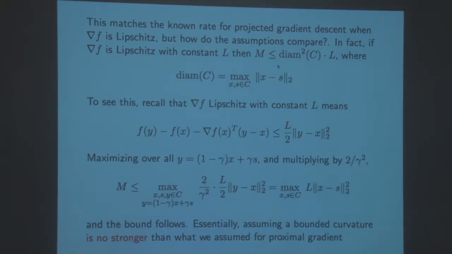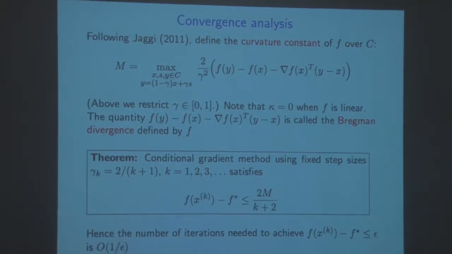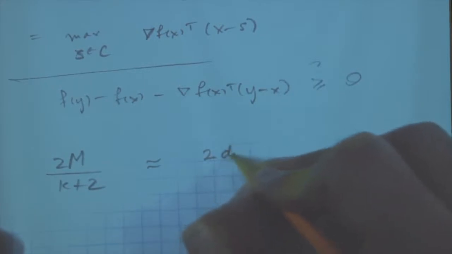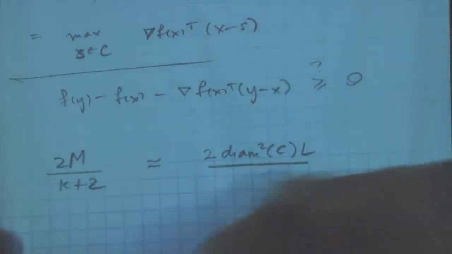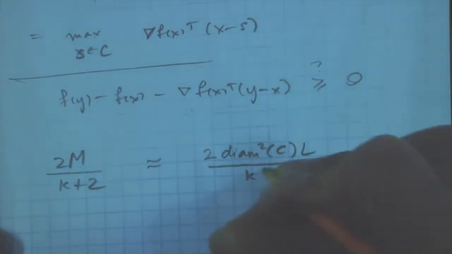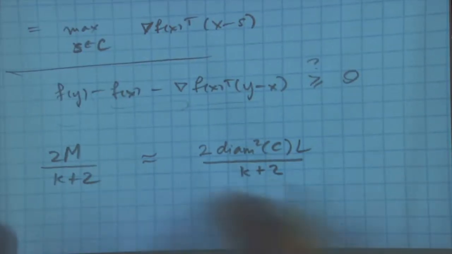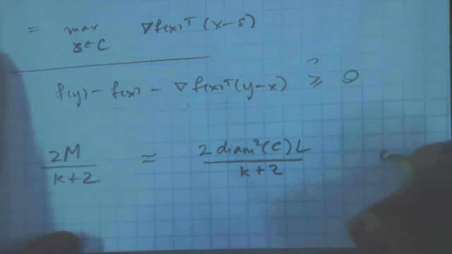And if you think about this also, then you can see that the rates for projected gradient and the rates for Frank-Wolfe are actually quite similar. So let's think about m as, per that last suggestion, about 2 times the diameter squared of C times L over k plus 2. What did the rate for projected gradient look like? Do you remember? It certainly had a k, either k plus 1 or k plus 2, in the denominator. I can't remember. So this was conditional gradient, or Frank-Wolfe.